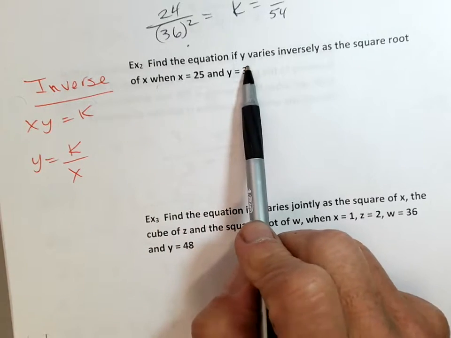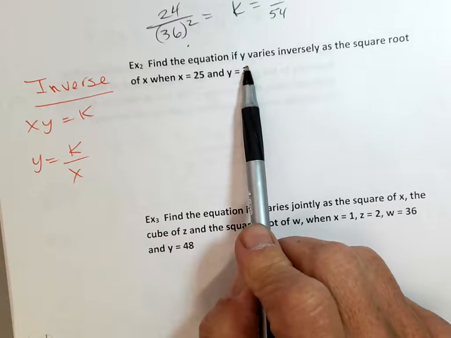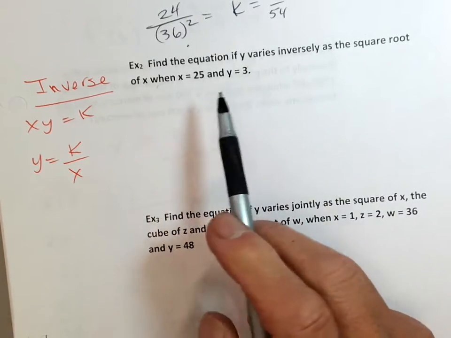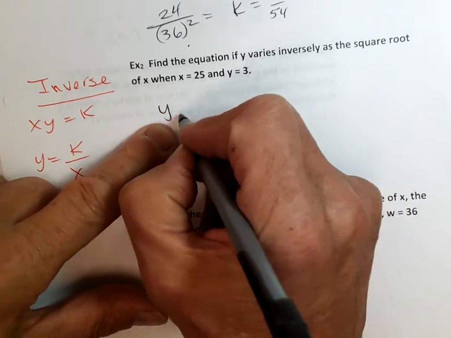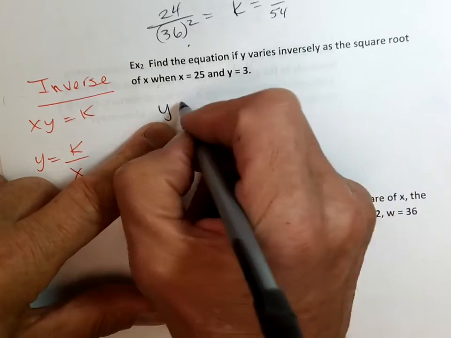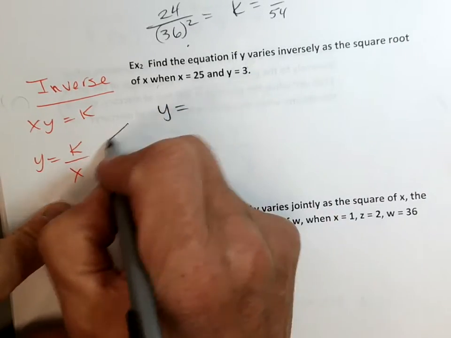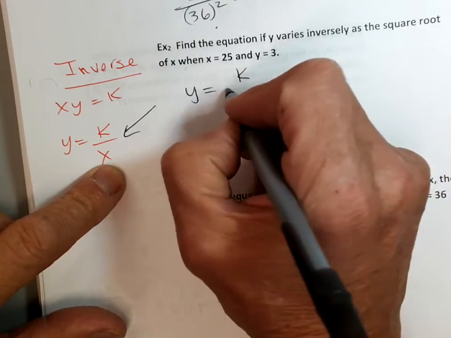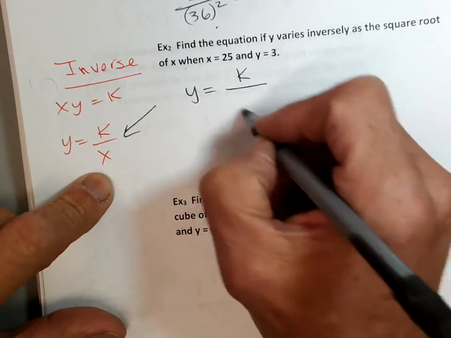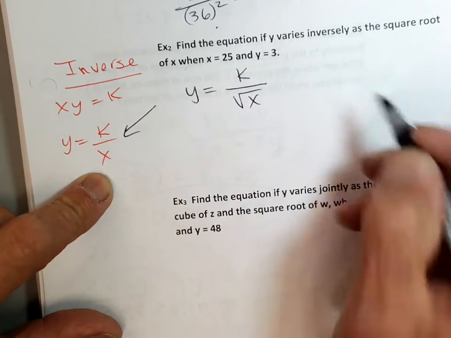Find the equation if y varies inversely as the square root of x. So inversely, okay? So y times x, but it's square root, right? So let's rewrite this. Y is equal, let's use this form here. Y is equal to some k over the square root of x. All right?